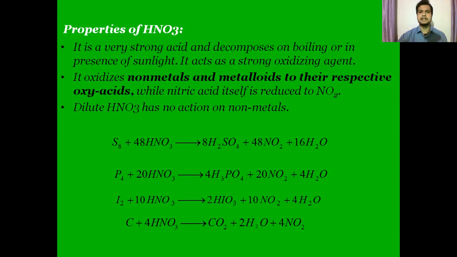The side product of the oxidation, whenever nitric acid gets reduced, is nitrogen dioxide and water. Whenever phosphorus is oxidized with nitric acid, it will give you phosphoric acid, with nitrogen dioxide and water as side products. Iodine gets oxidized to iodic acid, and carbon gets oxidized to carbonic acid, basically carbon dioxide in water. So these are the various examples of the oxidation of non-metals by concentrated nitric acid. Remember that the nitric acid we are taking here is concentrated nitric acid. If it is dilute nitric acid, it has no action on non-metals.